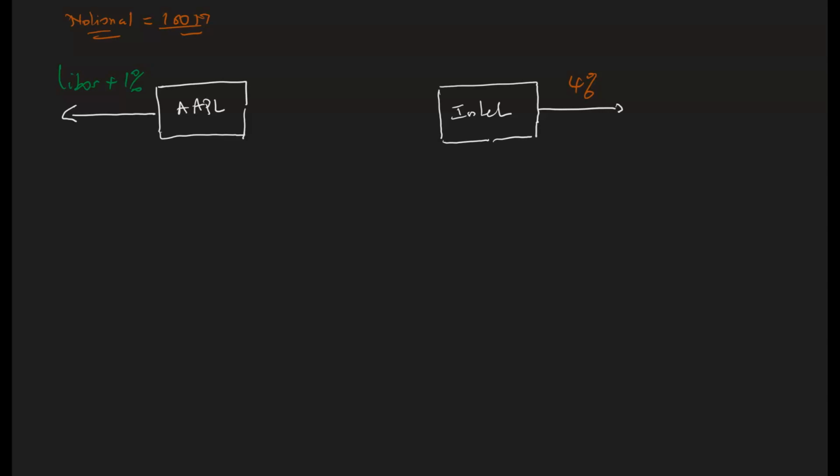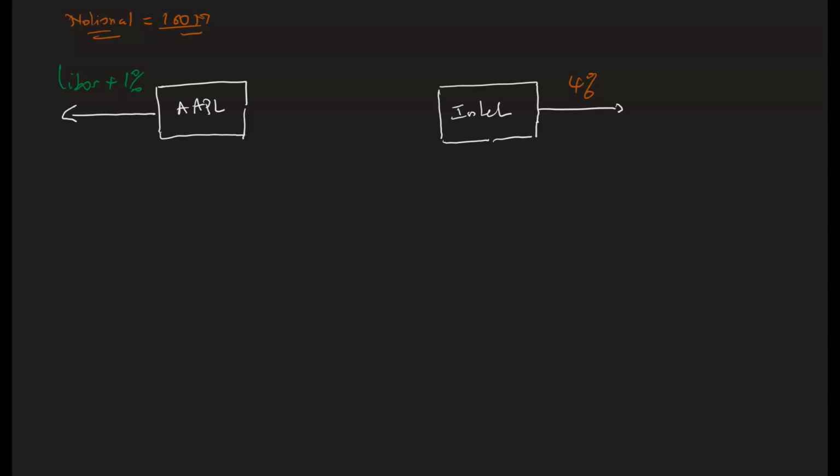A solution for that problem is essentially entering into a swap agreement, where Apple and Intel would essentially exchange their cash flows. Now, how would these entities do that? Well, for these entities to do that, they would have to know that they can engage with each other directly and be able to structure an agreement that would work for both parties.